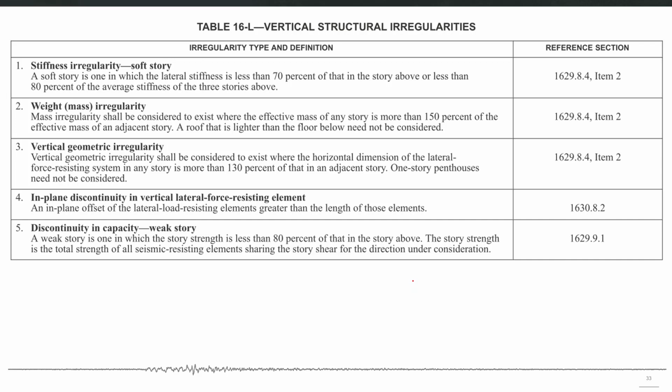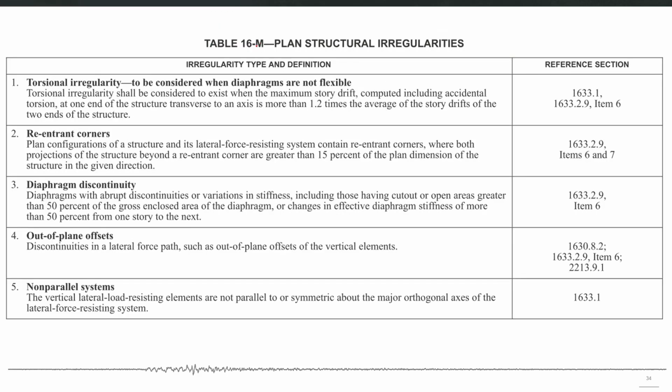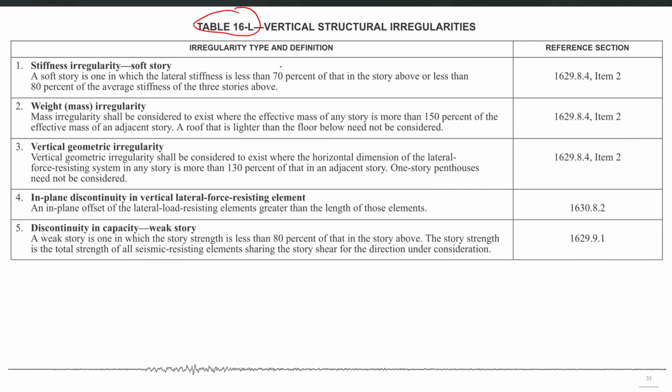Table 16-L, this one, and the next table, which is 16-M, basically classify the vertical and plan structural irregularities. This 16-L defines 5 types of vertical structural irregularity, and the description of all those 5 types is also given. Most of the time this description is self-explanatory. You can go through it and understand what that particular irregularity means.